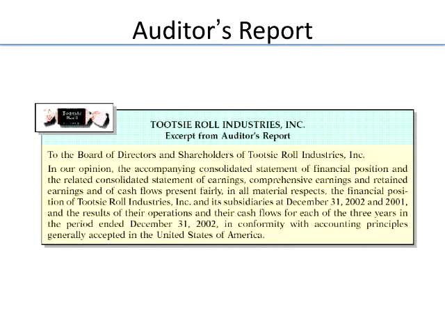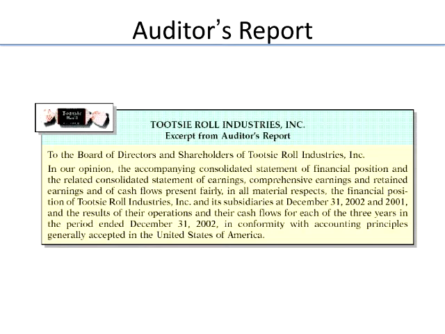So let's read this here. The board of directors and shareholders of Tootsie Roll Industries. In our opinion, the accompanying consolidated statements of financial position and the related consolidated statements of earnings, comprehensive earnings, and retained earnings, and of the cash flows present fairly in all material aspects the financial position of Tootsie Roll Industries, Inc. and its subsidiaries as of December 31st, 2002 and 2001, and the results of their operation and cash flow for each of the 3 years in the period ending December 31st, 2002, in conformity with the accounting principles generally accepted in the United States of America.